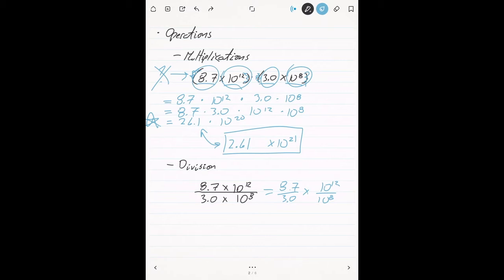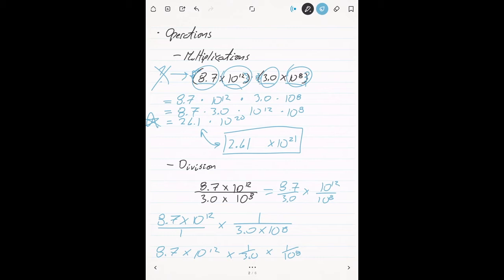Well, we multiply across, don't we? We would get this right back. A longer example is if you took 8.7 times 10 to the 12th, that would be over 1, and you multiplied that by 3.0 times 10 to the 8th, that would be like a denominator. And then you could split this up into 8.7 times 10 to the 12th times 1 over 3.0 times 1 over 10 to the 8th.